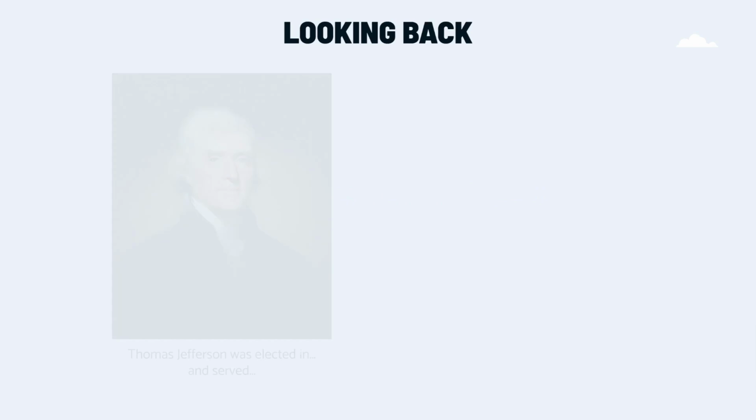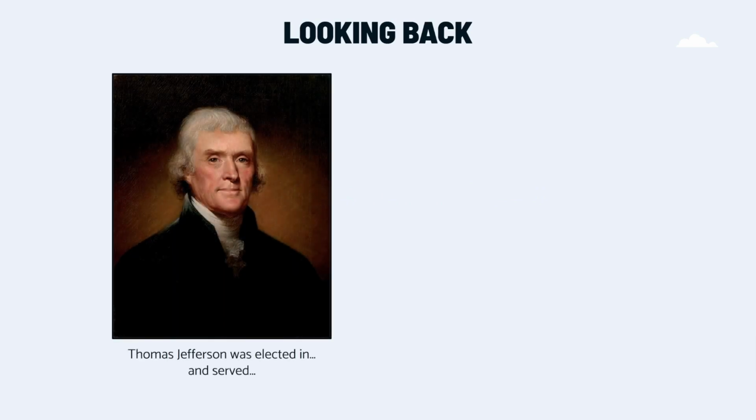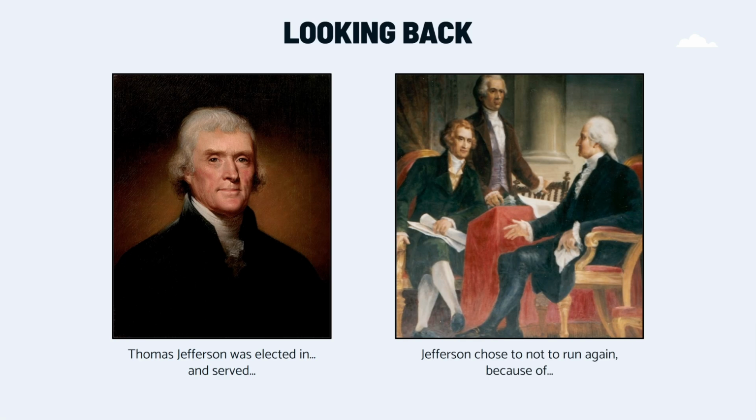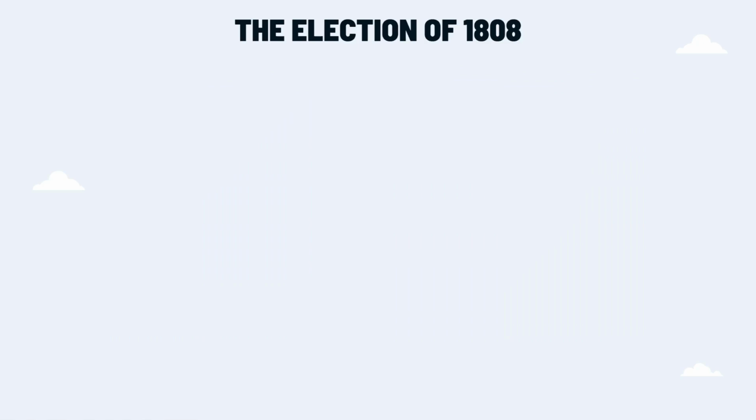Now remember, if we look back, Thomas Jefferson was elected in 1800, and he's going to end up serving 2 terms as president. However, Jefferson chose not to run again, and it's very likely that he would have won a 3rd term. But he did this because of Washington's precedent that was set before. Presidents should only serve a maximum of 2 terms, and he honors Washington's precedent. So now we move forward to the election of 1808.